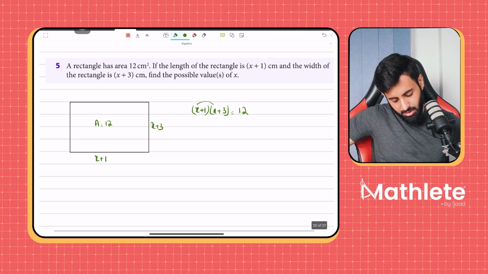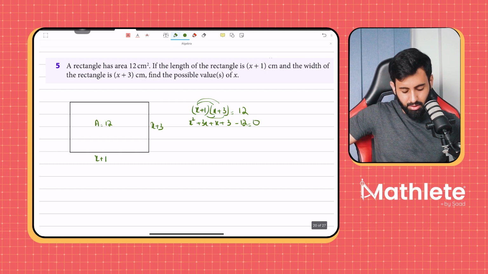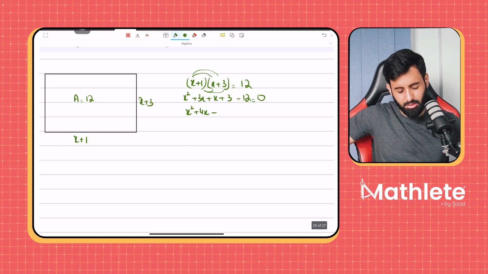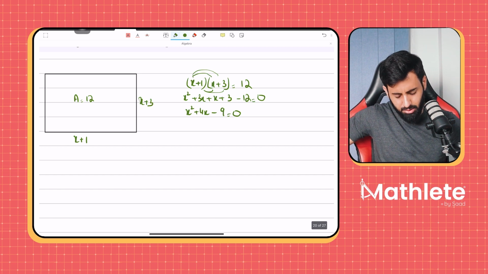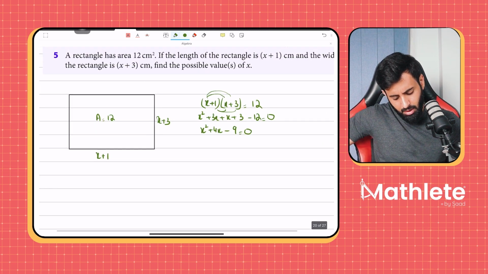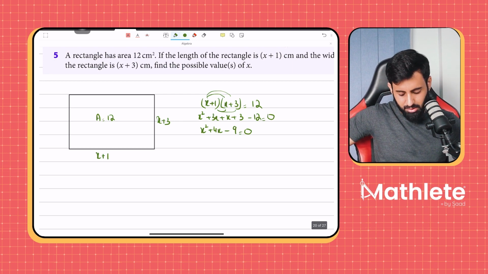So let's expand this. So we have x squared plus 3x plus 1x plus 1 into 3, which is 3. Let's bring the 12 here as well. So minus 12 equal to 0. That means x squared plus 4x minus 9 equals 0. Let me just double check and make sure that I haven't made a calculation error. So x squared plus 3x plus x plus 3. 3 minus 12 is minus 9 equal to 0.